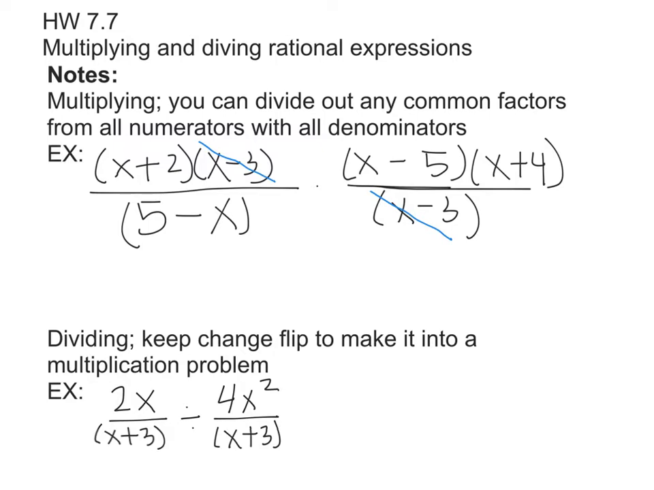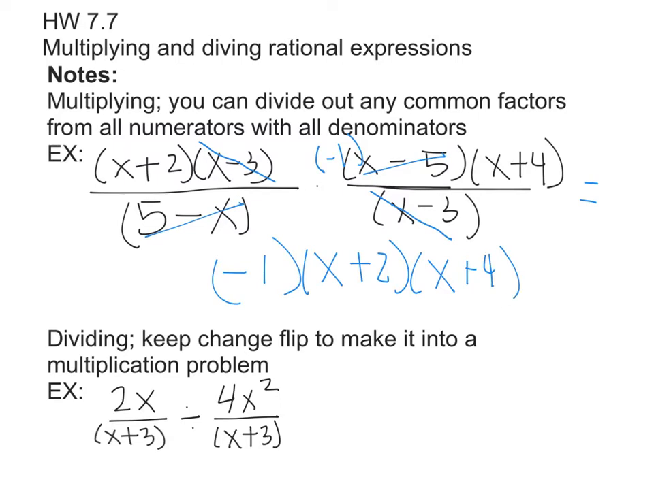Okay. The only other common factors I see are that relationship between the x minus 5 and the 5 minus x. To remember, they're negative reciprocals, so they actually divide out to -1. So I'm going to just put that -1 here as multiplication to remind myself. Now in the top, I have -1 times x plus 2 times x plus 4. And in the bottom, I only have a 1 left, and I don't have to write that in the bottom. So this is the final answer here.